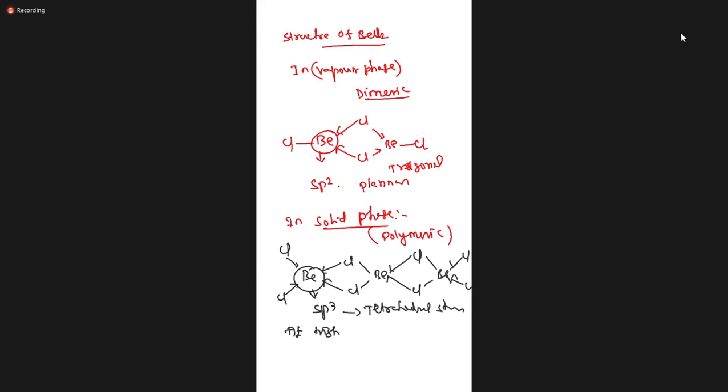At high temperature, beryllium chloride is a linear structure. Linear structure means beryllium undergoes sp hybridization. Is it clear? Beryllium chloride exists in vapor phase, solid phase, and at high temperature. In vapor phase, dimeric structure, sp2 hybridization, planar structure. In solid phase, polymeric structure, tetrahedral, sp3 hybridization. At high temperature, linear structure, sp hybridization. This is about beryllium chloride.